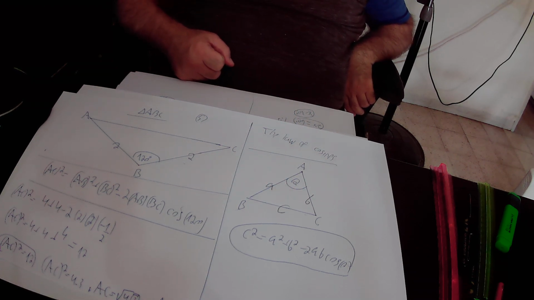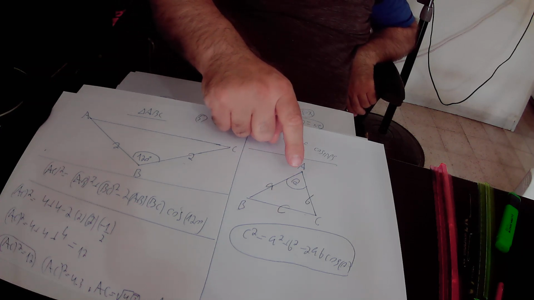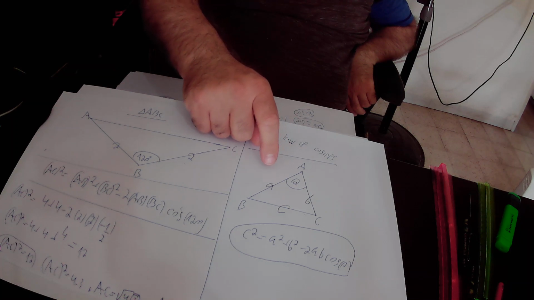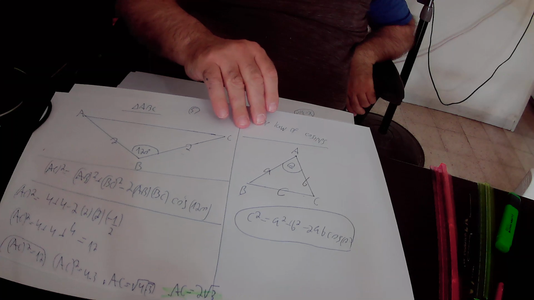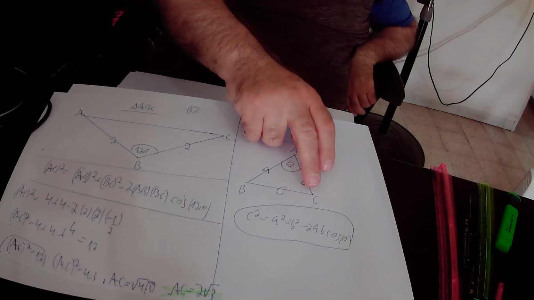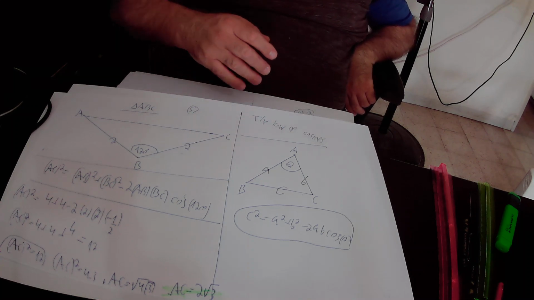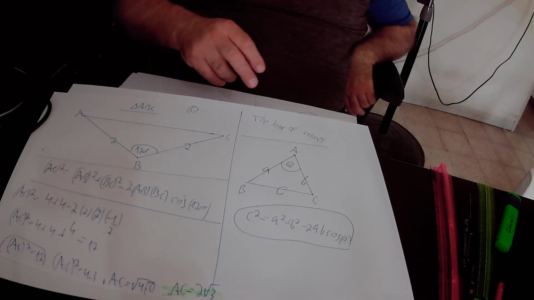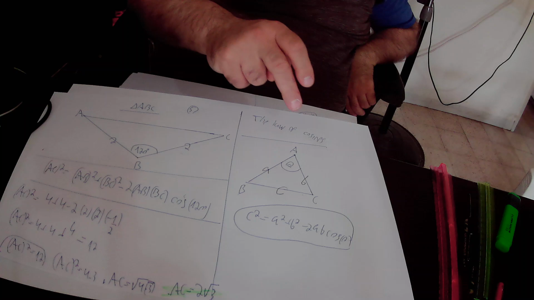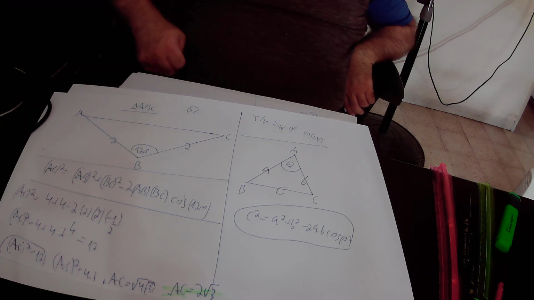Then, according to the law of cosines, we get that C squared equals A squared plus B squared minus 2 times A times B times cosine 120 degrees. Again, this is the law of cosines that is true in any triangle. So here C squared equals A squared plus B squared minus 2 times A times B times cosine theta.